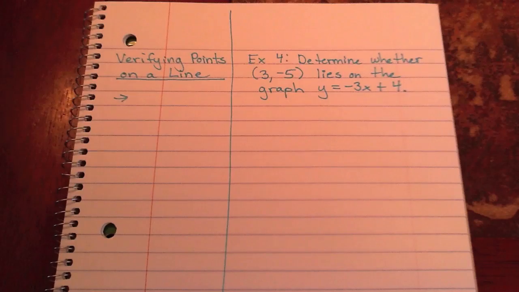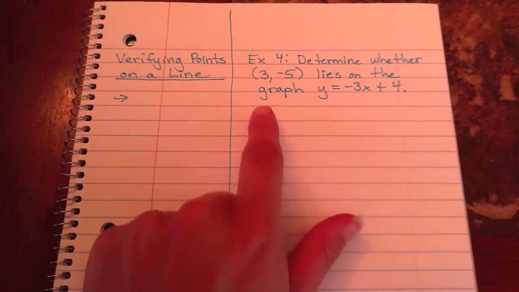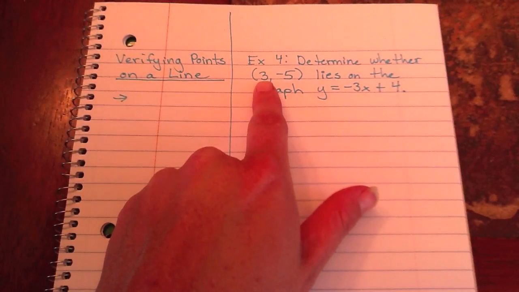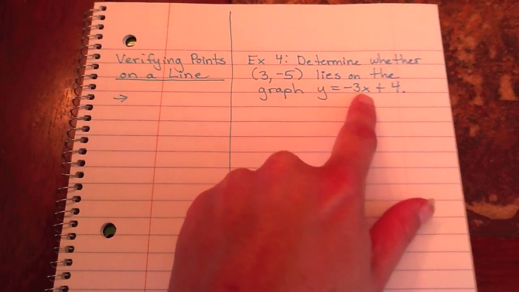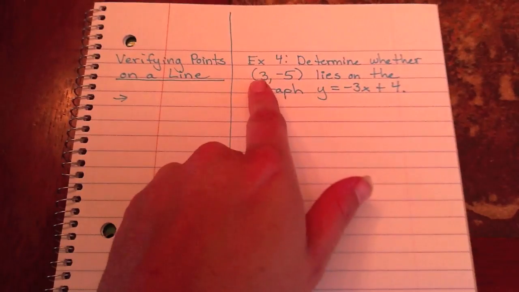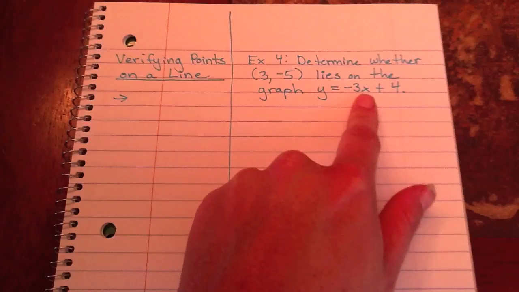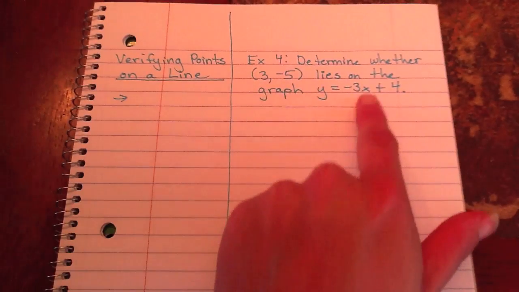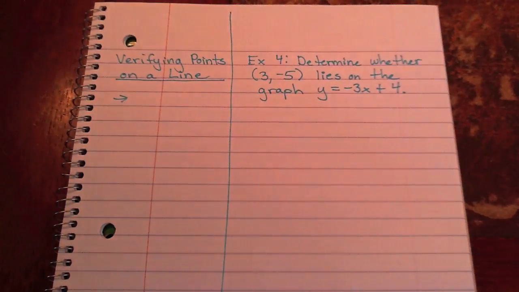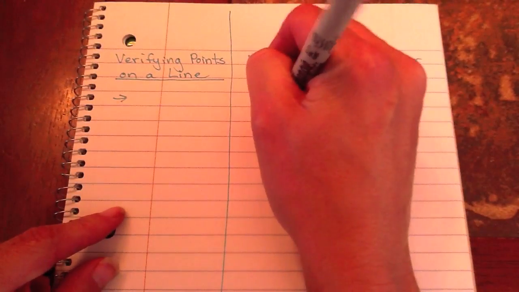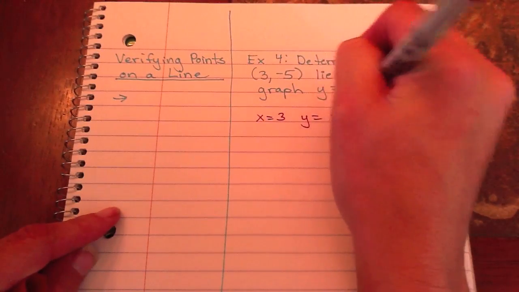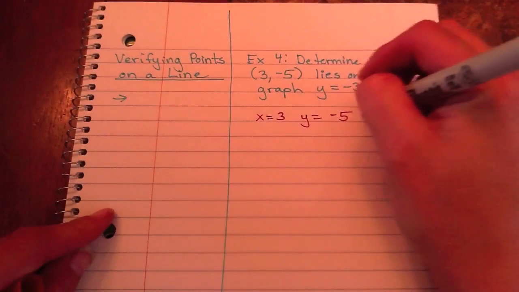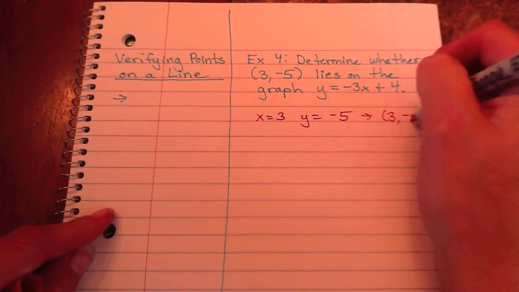The way that you're going to do that is very simple. You're just going to plug it in. This is your x and this is your y. When you plug in 3 for x, you should get -5 once you evaluate this side of your equation. So you're just evaluating with these, and you're just saying yes or no at the end. x equals 3, y equals -5. I got these from the point (3, -5).